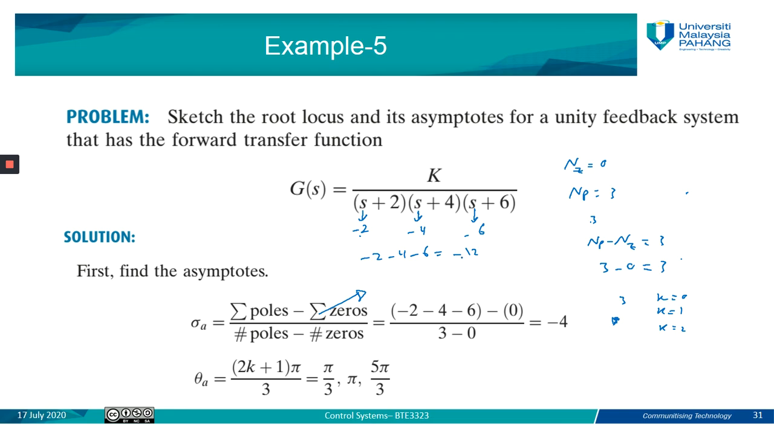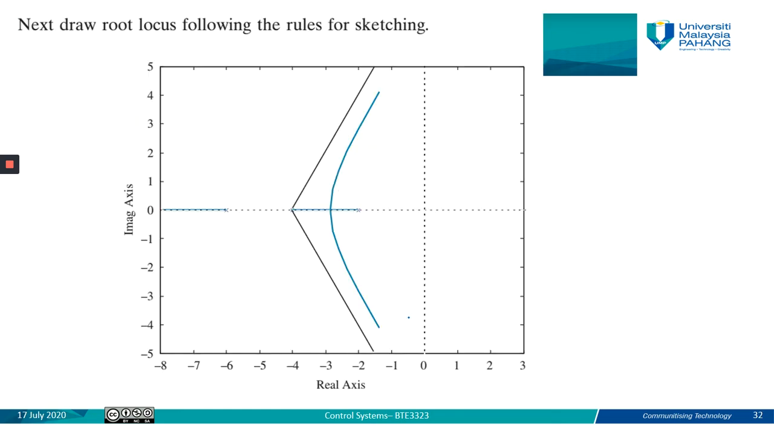Okay, so negative 12 here divided over the number of poles minus the number of zeros. Number of zeros is 0, number of poles is 3, so it will be negative 12 over 3, which is negative 4. So the asymptote intersection point with the real axis will be at negative 4, as we will see later on. The angles here, the same as we said, are 60, 180 and negative 60, as you can see here.